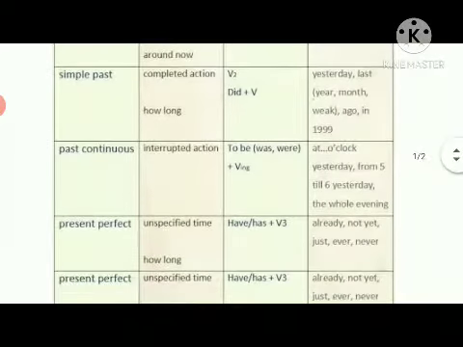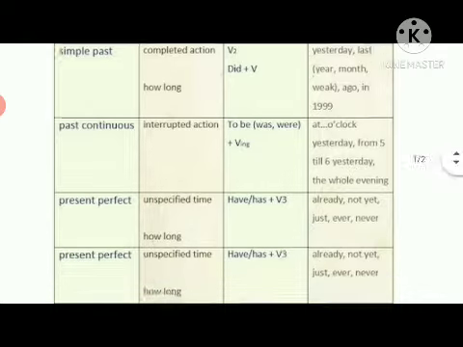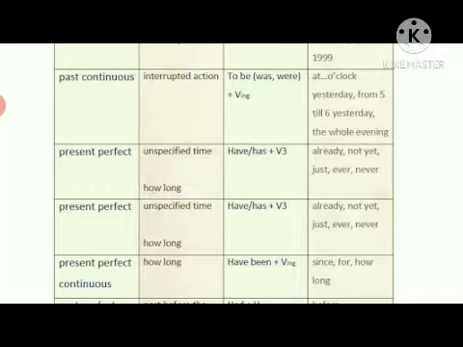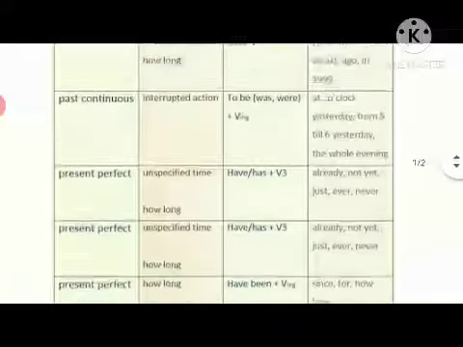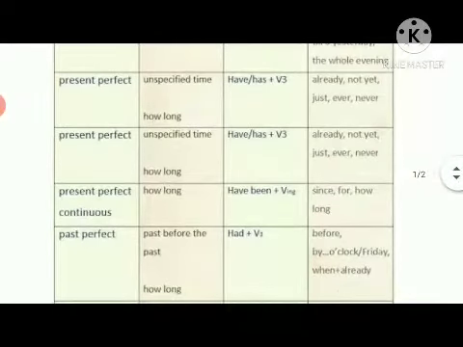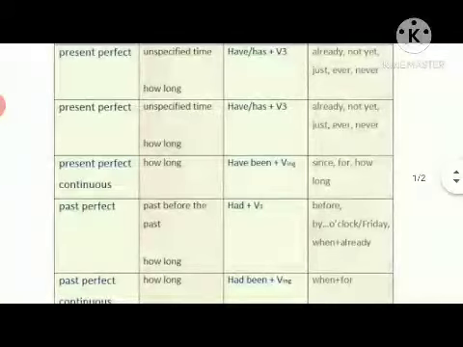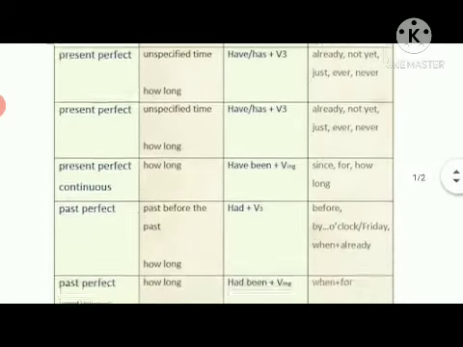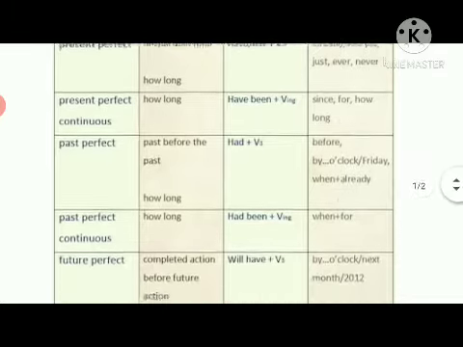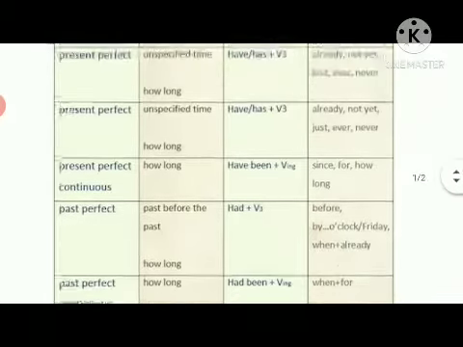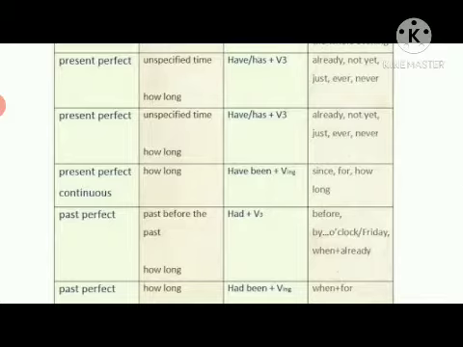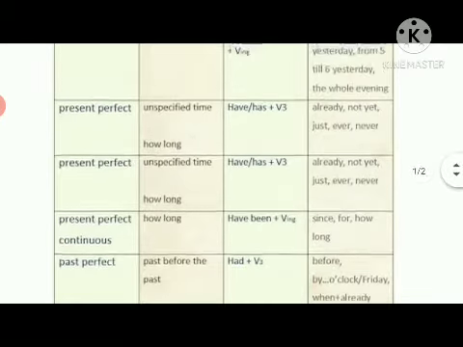In simple past tense we will be using verb second form in affirmative sentences, and the helping verb we will use is did with verb first form in negative and interrogative sentences. In past continuous, your helping verb will be was, were, and with verb first form will be the ing form. Coming to perfect, in present perfect, we'll use the helping verb has, have, and we'll use the third form of the verb. In present perfect continuous, we'll be using have plus been. So have plus been with verb first form and ing will be present perfect continuous.